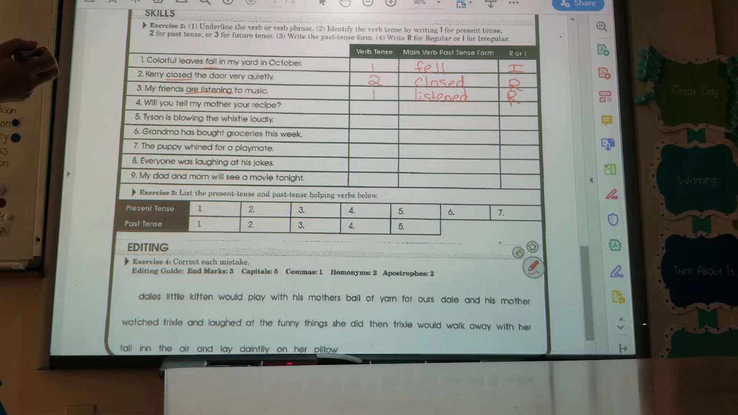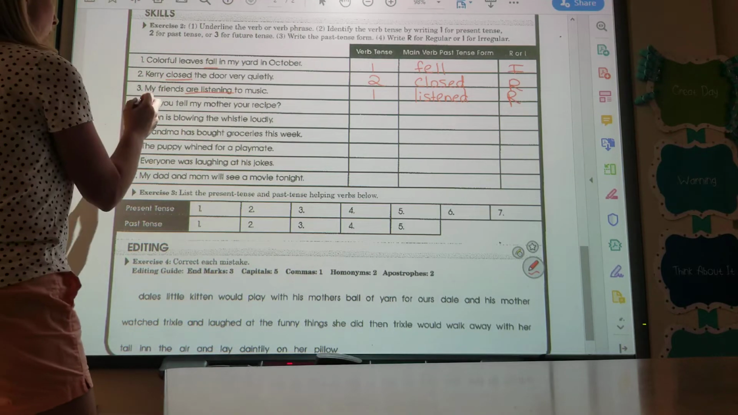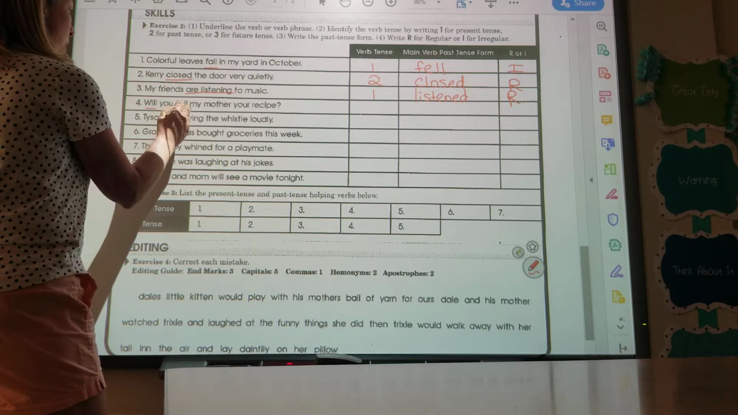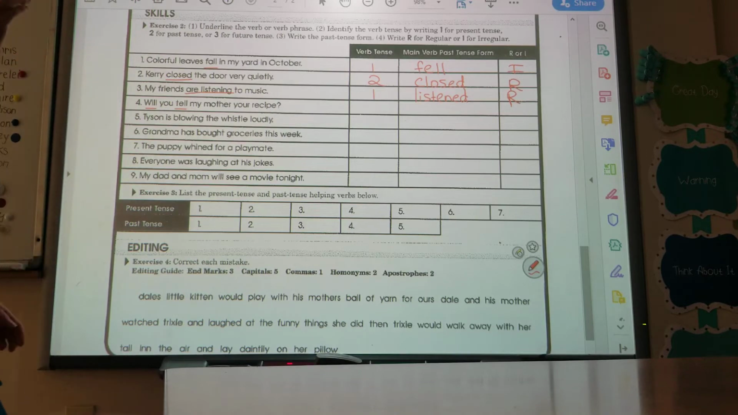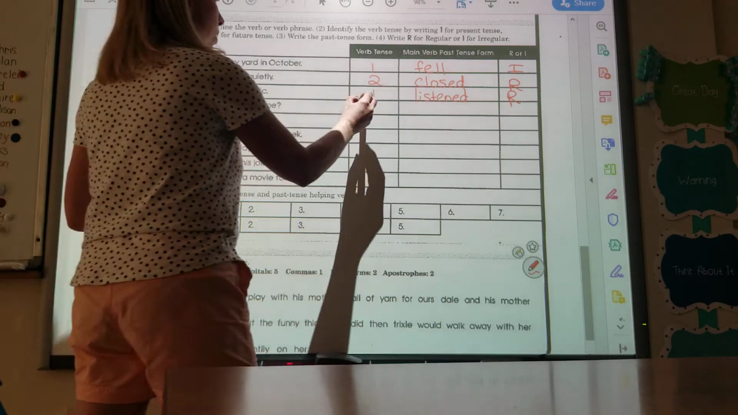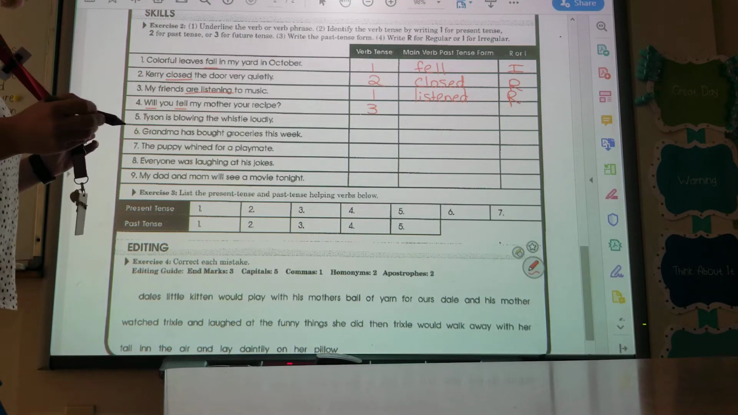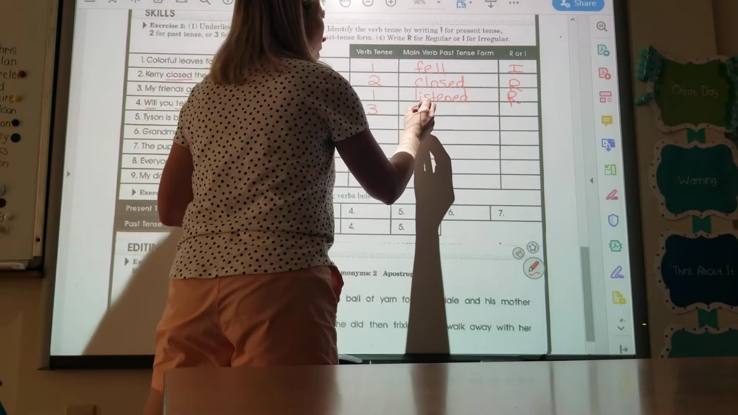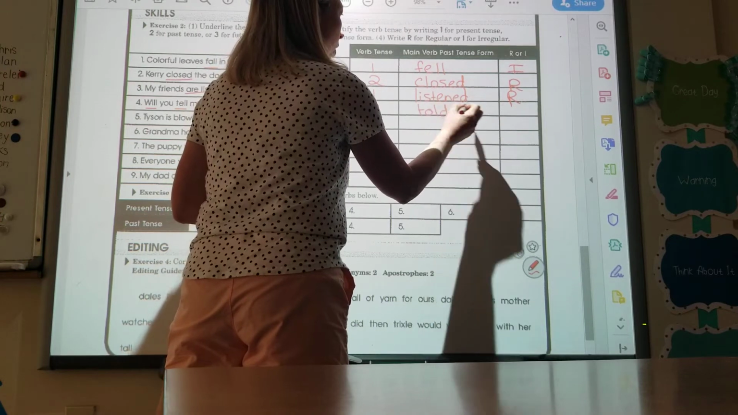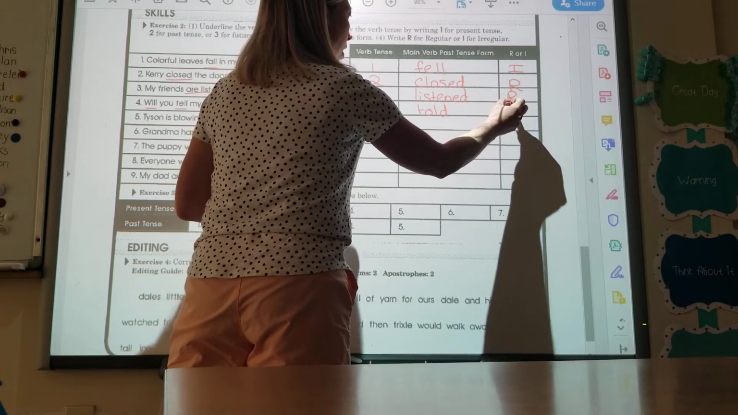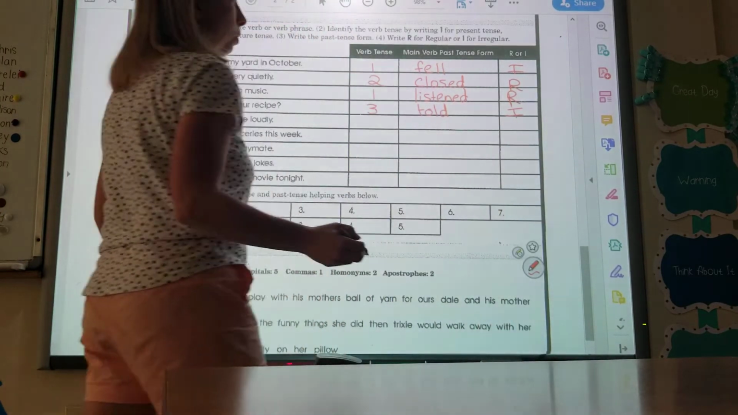All right, will you tell my mother your recipe? All right, you will tell. So will tell is my verb phrase, and that's in the future. So we want to put a 3. All right, and then the past tense of tell is told, and we're going to put irregular for that one. Tell and told are different.